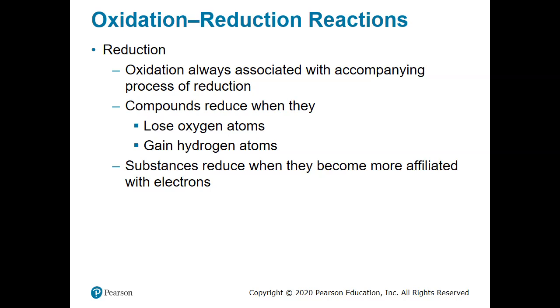And so ultimately, we're looking at this third one right here. When we gain electrons, we tend to see reduction. So oxidation has the loss of electrons, reduction has the gain of electrons.